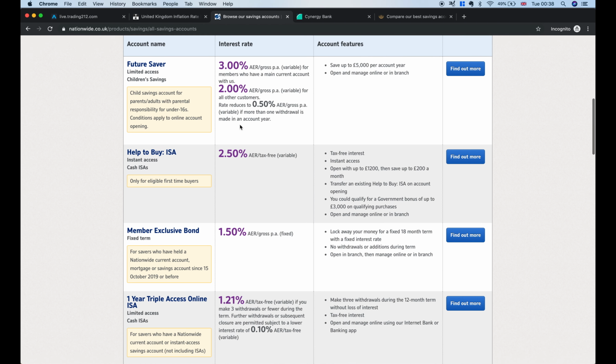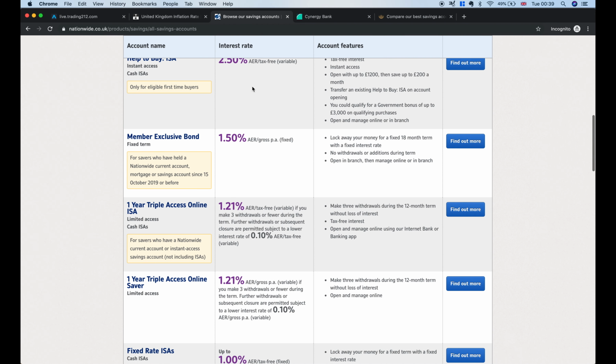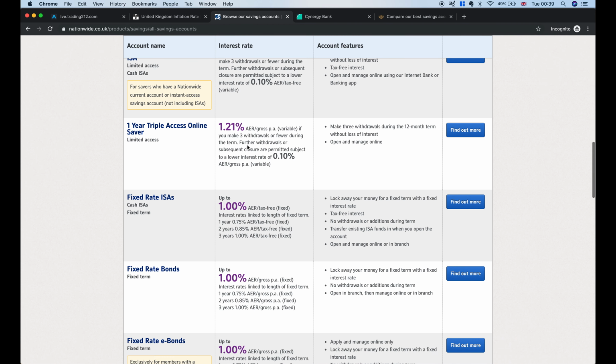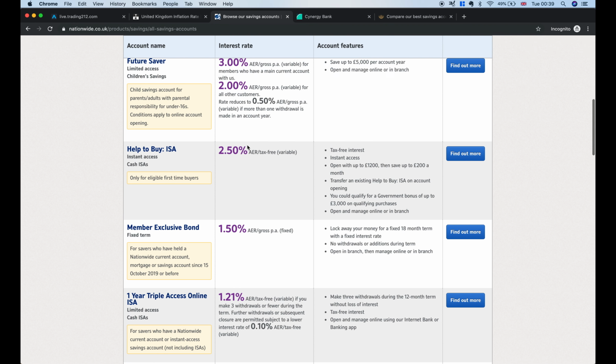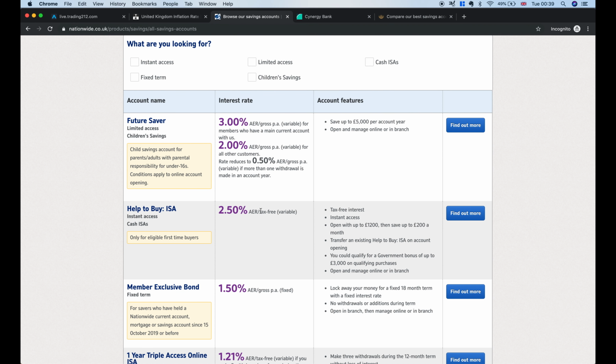Looking at the current list of Nationwide accounts, the interest rates are all lower than the current rate of inflation, which is very disappointing. Other than the Help to Buy ISA, now that's quite limited for those who are planning on buying a home. Again, 2.5%, extremely low, and sort of the 3% if you are saving for your children, still low compared to in the past.